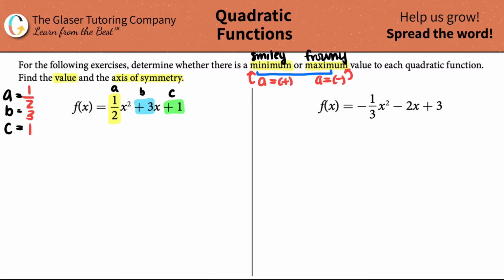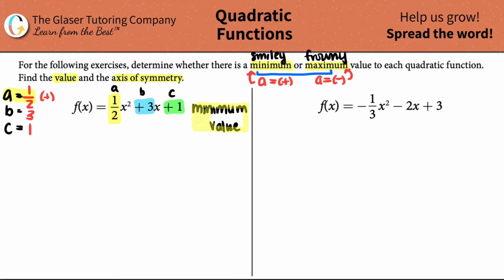Key in on your a value. Your a value here was a positive number. It was a fraction, but it wasn't negative 1/2. It was a positive 1/2. So that means that this is a smiley graph, and we would have a minimum. So I'm just going to write over here that we know that there's a minimum value for this graph.